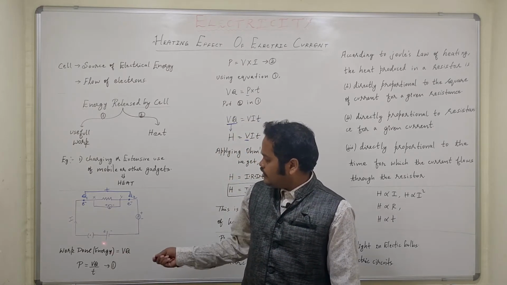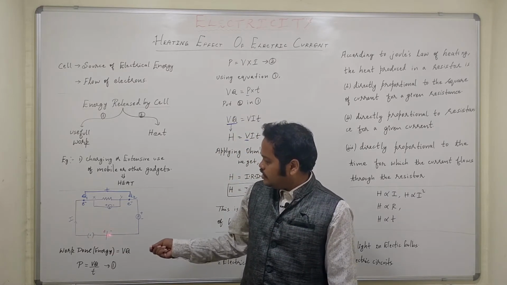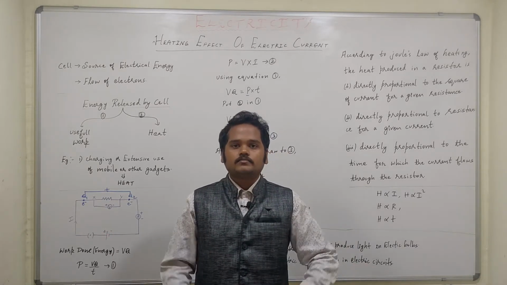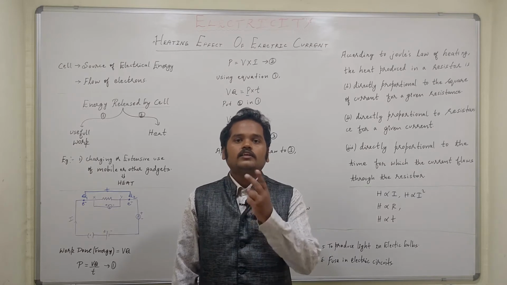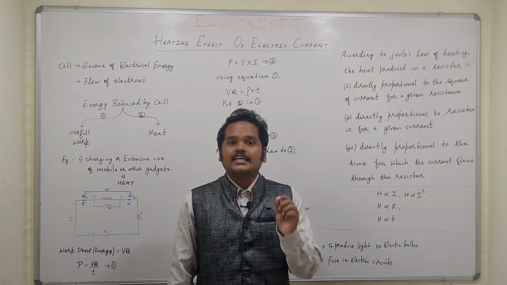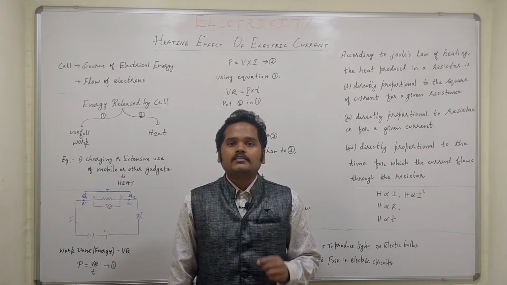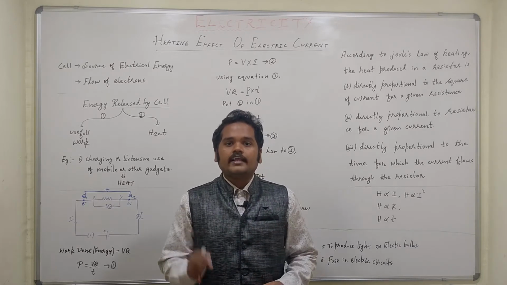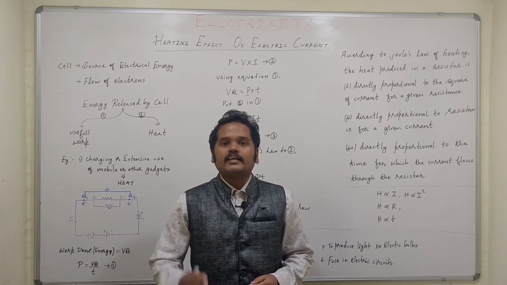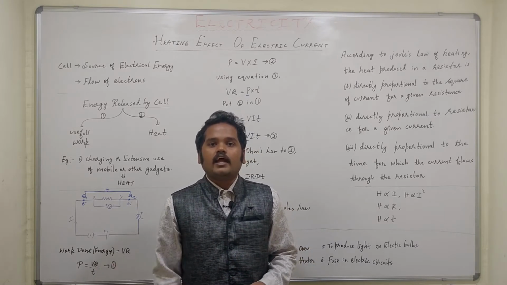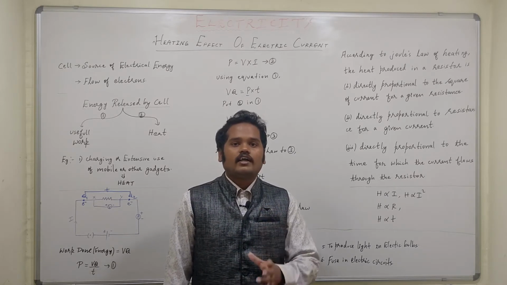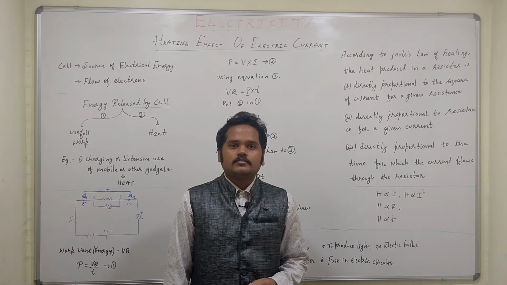In this circuit, here we have a cell. The energy which is released by the cell, what happens to it? Two things happen to the energy released by the cell. One, it is utilized to do some useful work. The second, a part of the energy which is released by the cell gets converted into heat, and this part is called the heating effect of electric current.